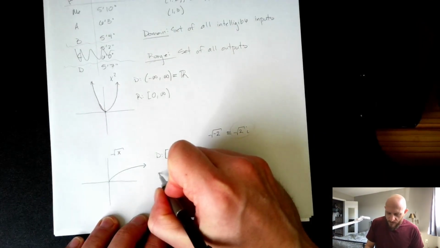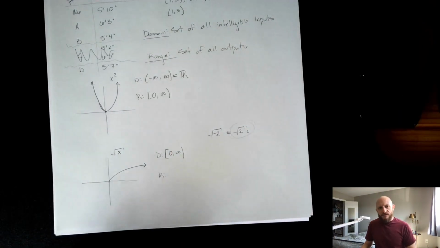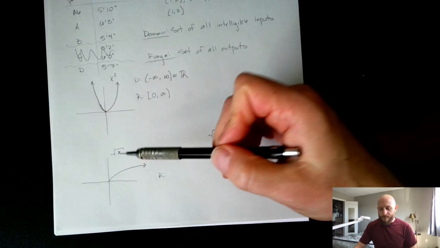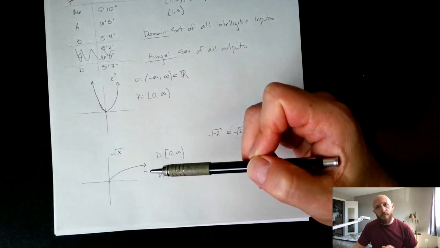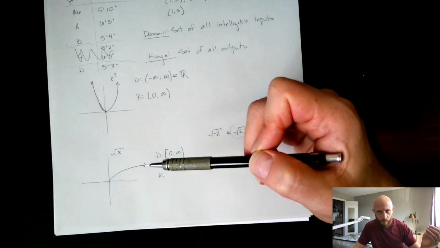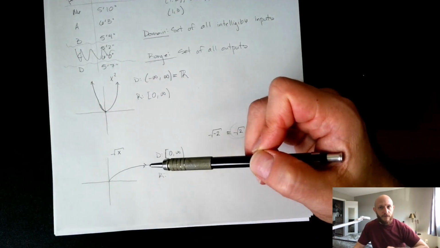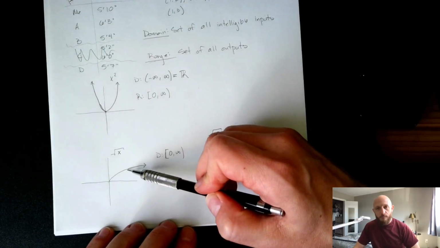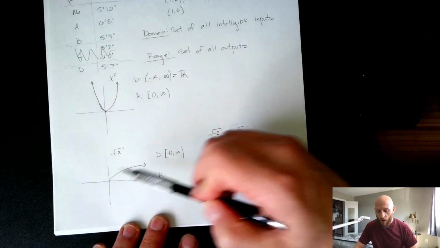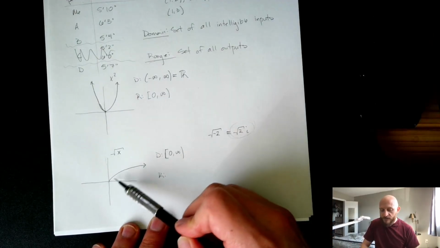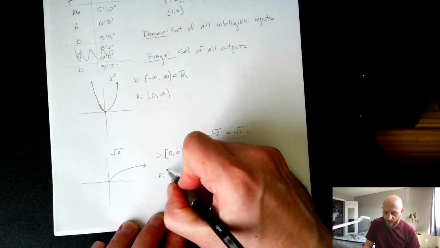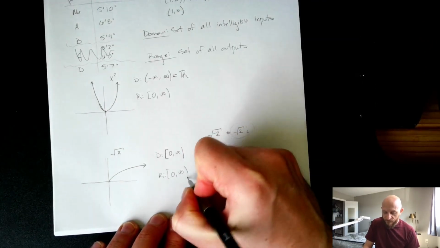How about the range? What is the range of this function? Again, it's the set of all outputs. The square root function strictly produces positive outputs. It doesn't give plus or minus. The square root of 4 is not plus or minus 2. The square root of 4 is just positive 2. So all of the possible outputs are all of the positive numbers. So also the range is 0 to infinity.